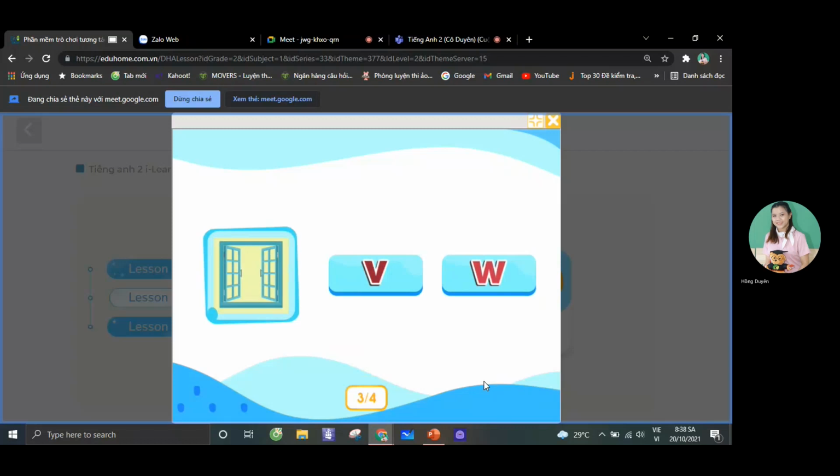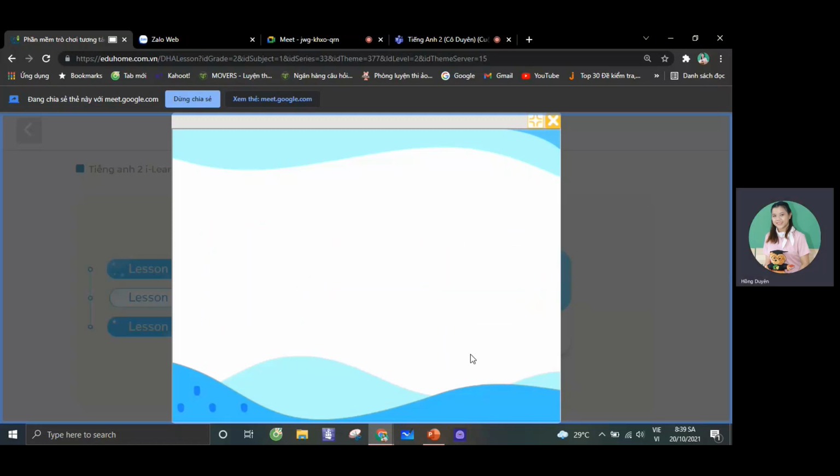Now Kate. Look at the picture. What's this? Window. All right. So V or W? W. So how about the sound of W? Oh, good. Work, window. So work window here? No. So work window here? Yes. So now let's see. Good job. Work, window. All right.